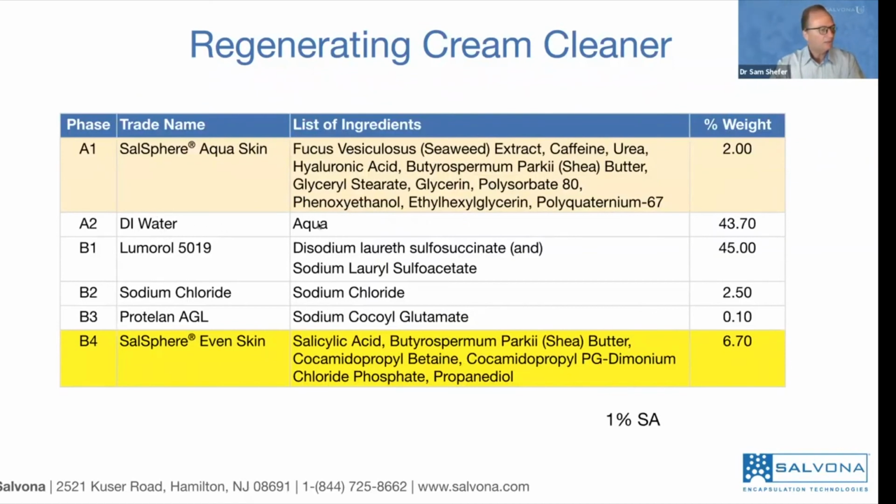The formula contains about 45% water, I would say, then some surfactant. The active ingredient is SalSphere Even Skin with a salicylic acid at 6.7% in order to get to 1% salicylic acid. So this is an OTC product. The supporting ingredient is SalSphere Aqua Skin. Let's go and see how it's done in the lab.